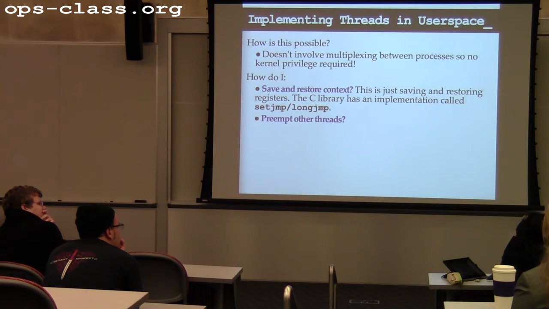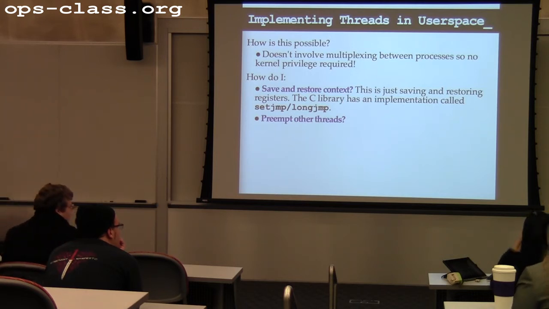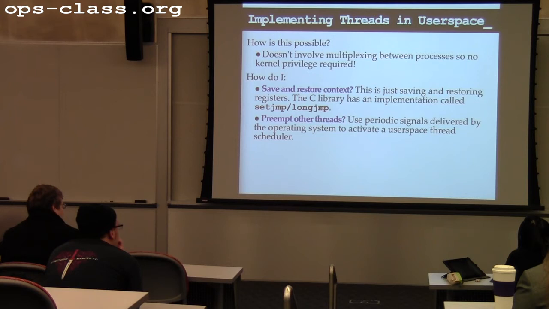Oh, memory. This code's going to be in my process memory somewhere. Any thread can overwrite it, right? So basically the answer is that there is no way to do preemptive multitasking in a user space library. I guess I shouldn't say no. I don't think this is normally done.